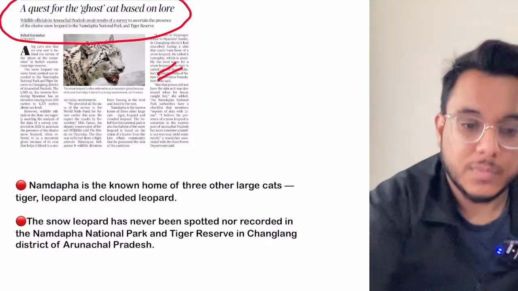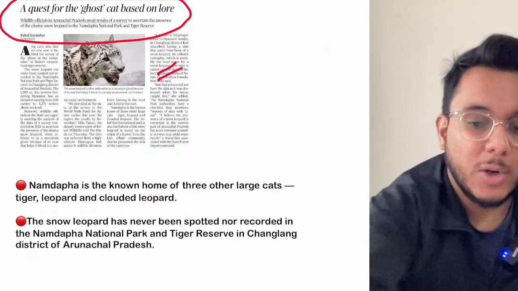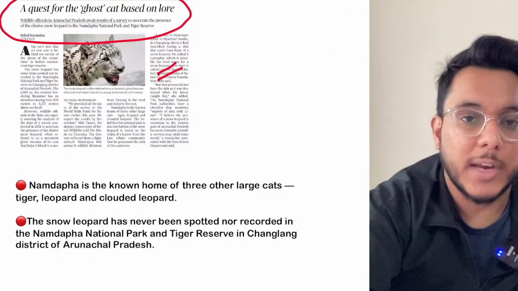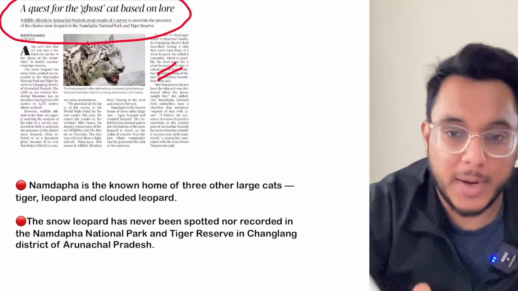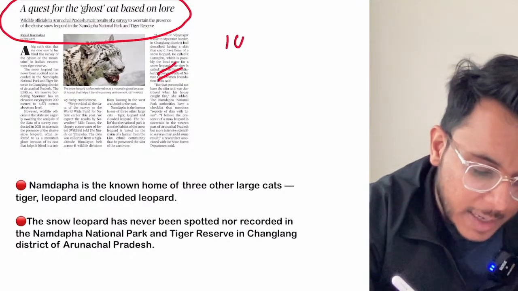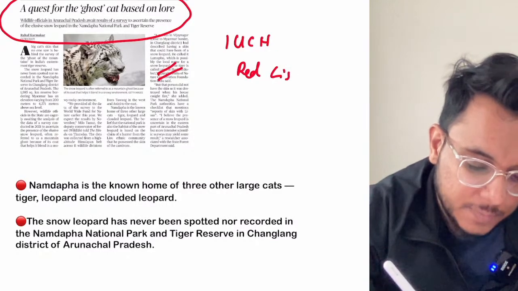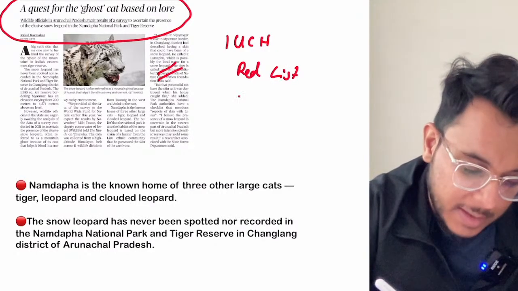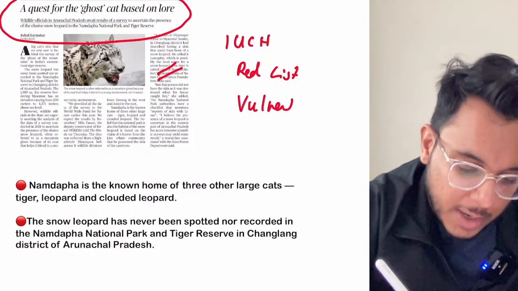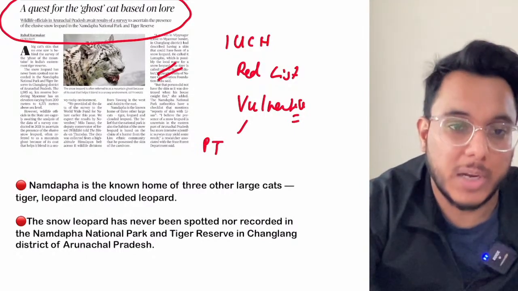Basically, guys, understand this particular thing, that this particular article is talking about the snow leopard first of all. Now, guys, when we talk about the snow leopard, first of all, on the IUCN red list, the snow leopard has been given the status of vulnerable. So this is something which you need to remember for your prelims examination, preliminary test.